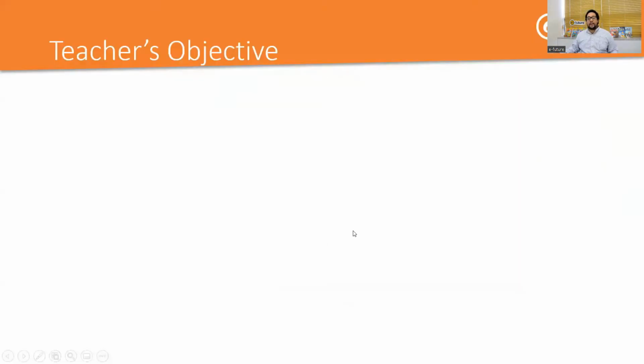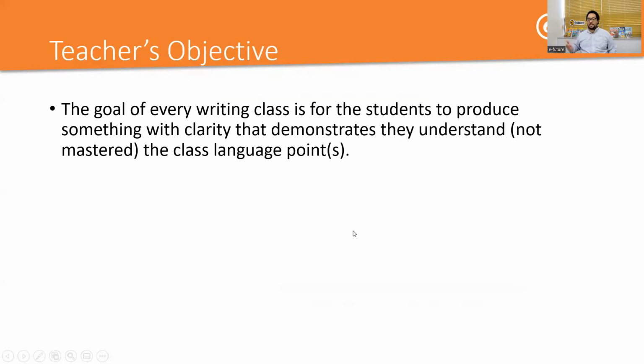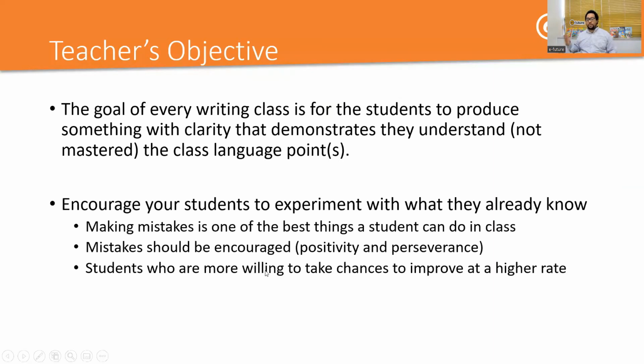And our main objectives as teachers is that the goal of every writing class is for students to produce something with clarity that demonstrates that they understand, but not necessarily mastered, the class language point or points. And so when we do that, just encourage your students to experiment with the language that they know. Encourage them to make mistakes. And when I say that, people are usually pretty skeptical because it's not expected that teachers are wanting mistakes in their class, but it's okay because they're experimenting and they'll grow from those mistakes.